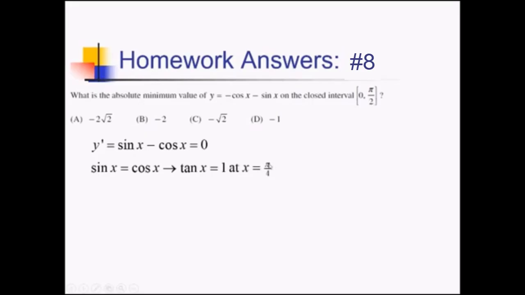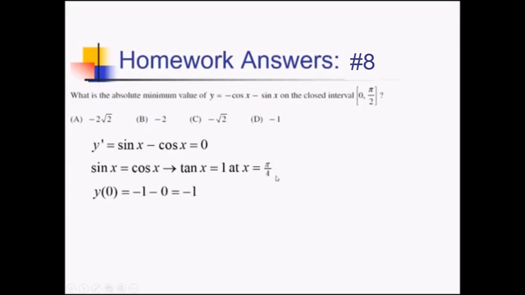We're going to go ahead now and plug this in along with the endpoints. So let's try out y of 0 first. That's going to be using this original function here. Cosine of 0 is 1, but this is negative, so this is negative 1. Sine of 0 is just 0, so we're subtracting 0. So grand total of negative 1. So far, that's the winner by default.